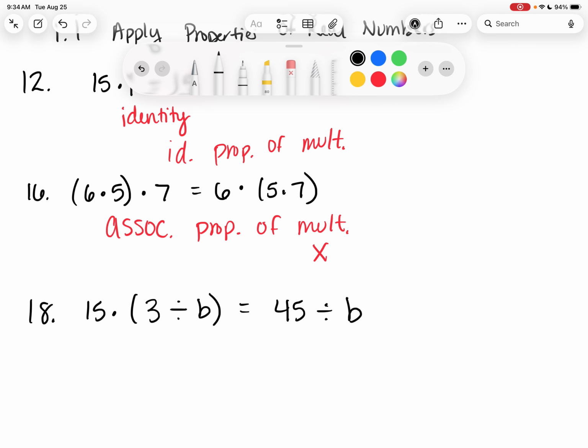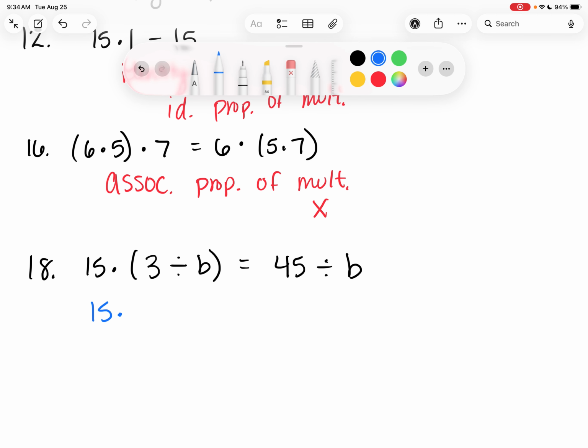Okay, so division is not technically a mathematical operation. We're multiplying by an inverse. So the first thing that I'm going to do is rewrite this division of 3 divided by b as 3 times 1 over b. So I have 15 times, in parentheses, 3 times 1 over b. And then my reason for that is the definition of division. So we leave the right side alone. A lot of times I'll just write my reason under there so I'm not tempted to attempt to do something on that side.